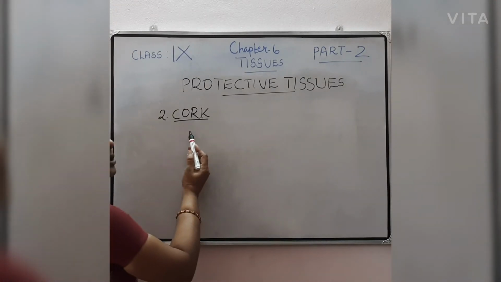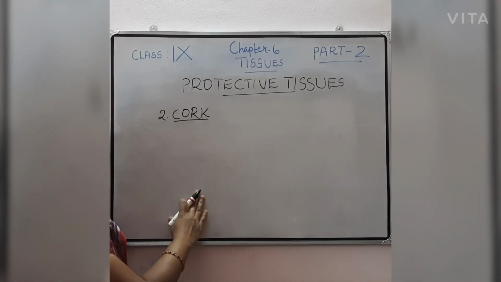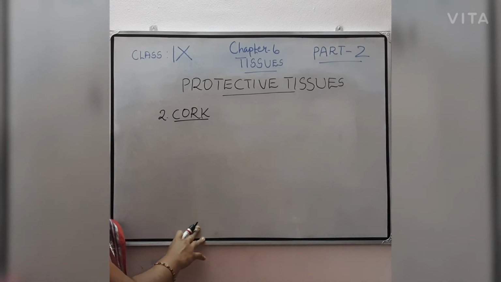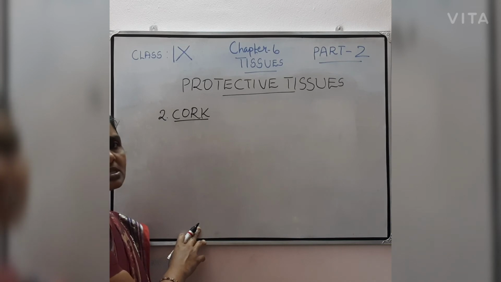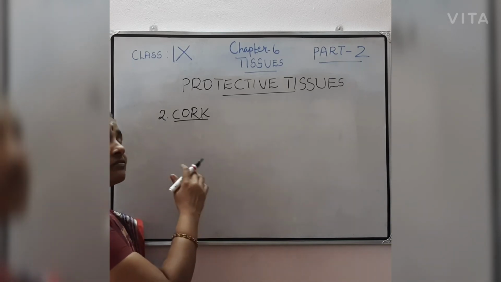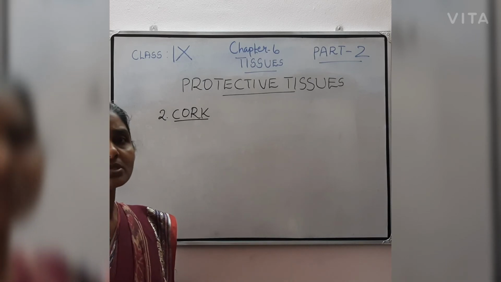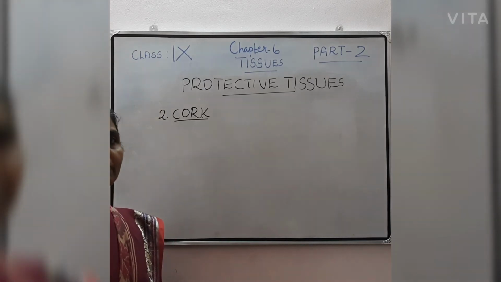Then another important protective tissue is the cork. So how is cork formed? You know that as the plant grows older, most of its tissue undergoes certain changes, especially the protective tissue. When the plant becomes older, the protective tissues undergo certain changes. Then because of those changes, what will happen?